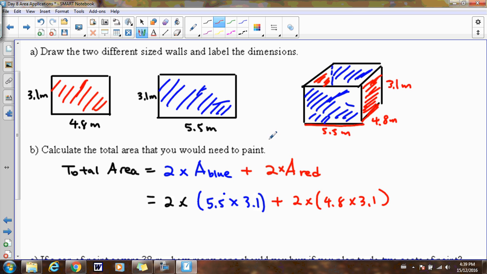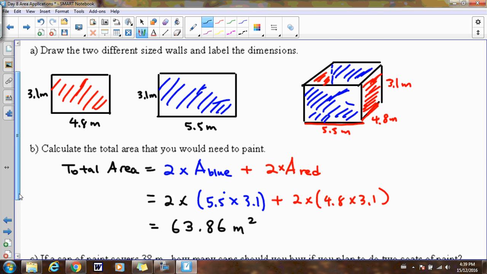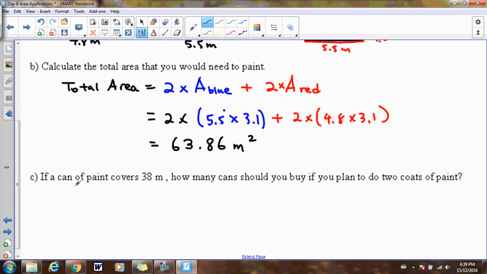Okay, and if you actually do all that calculation and type all that into your calculator, you should get the answer 63.86 meters squared. Okay. The last question asks us, if a can of paint covers 38 meters, how many cans should you buy if you plan to do 2 coats of paint? I don't know if you're familiar with painting, but usually we paint the walls using 2 coats in case one coat is not enough.